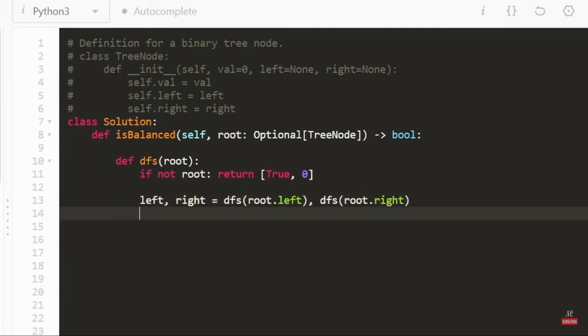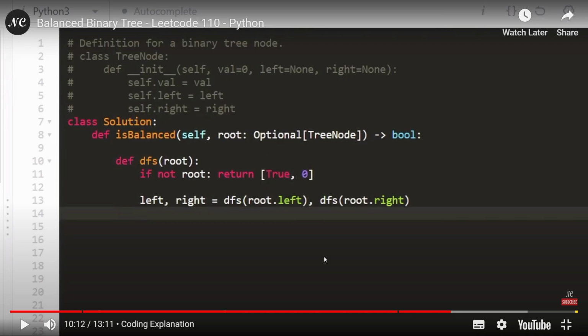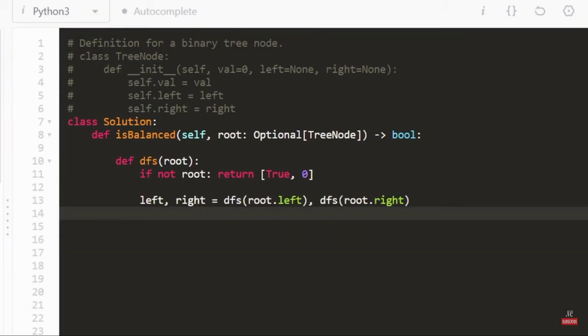So now we want to know from the root node, is it balanced, right? How can we determine that? Well, we're going to have to take the absolute value of the difference of the left and right heights, right?